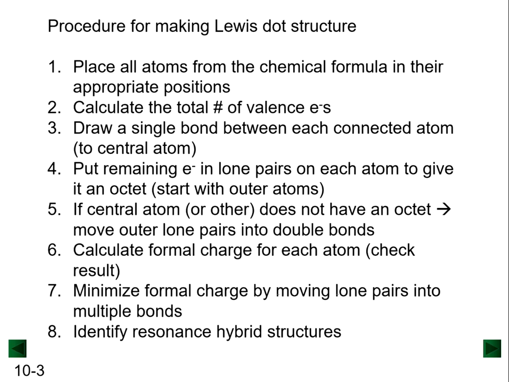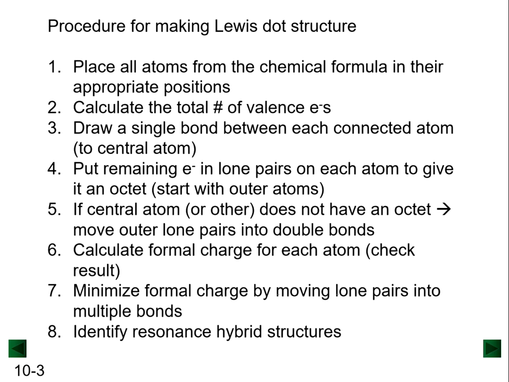We draw a single bond between each connected atom. Then we put the remaining electrons in lone pairs on each atom to give octets, and we start with the outer atom. If the central atom does not have an octet at this point, when we've used up all the electrons, then we'll need to move outer lone pairs into double bonds with the central atom.